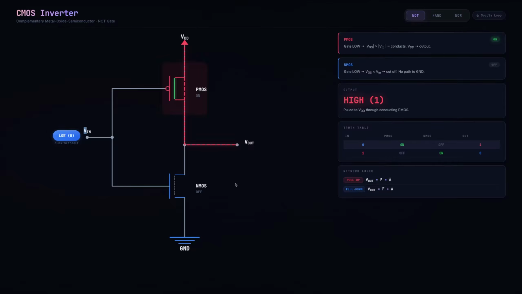But on the low side, what we're actually trying to do is pull V out down. So essentially, we're trying to make F bar equal to A. So the complementary logic condition is what we're going for on the pull down circuit. If I put F bar equal to A, notice what comes into this. This is just A, the input A coming in to the pull down network. So that's an explanation of how a CMOS inverter circuit works.